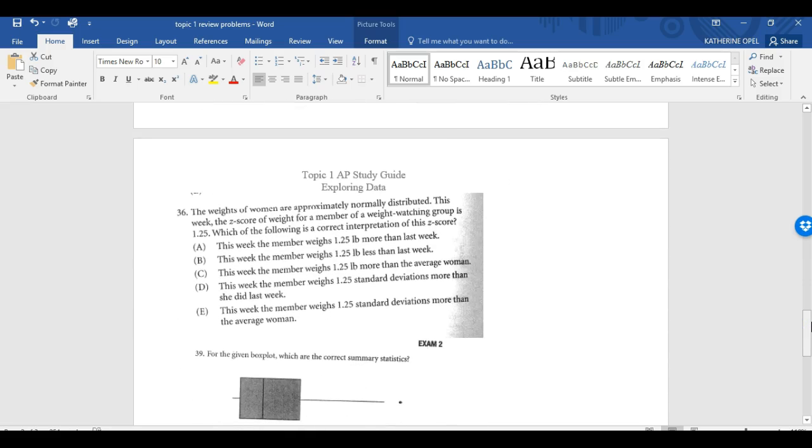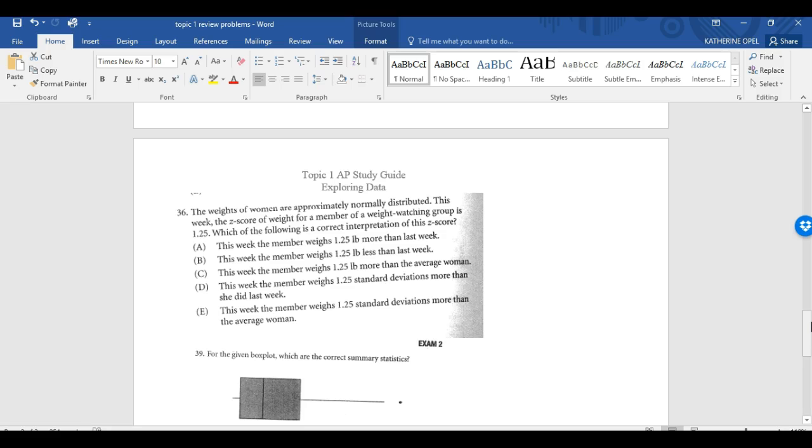Number 36, again, pause, and then I'll talk about it. The weights of women are approximately normally distributed. This week, the z-score of a weight for a member of a weight-watching group is 1.25. Which of the following is a correct interpretation of this z-score?